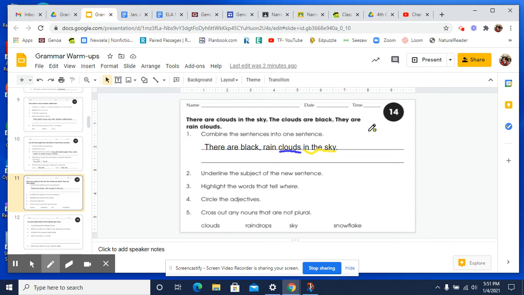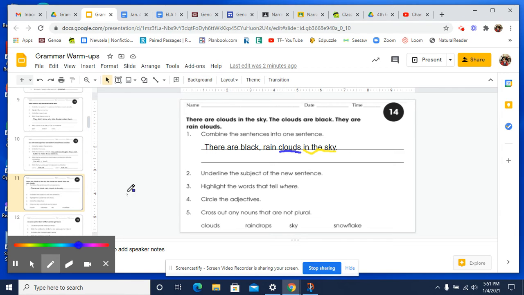I didn't mention it, but make sure you put the period at the end of your sentence. I mean, I put it at the end and make sure you're starting with a capital. But all of the words are spelled correctly in the sentence, so you just had to combine that. Number three, oh, I just did that. Number four, circle the adjectives.